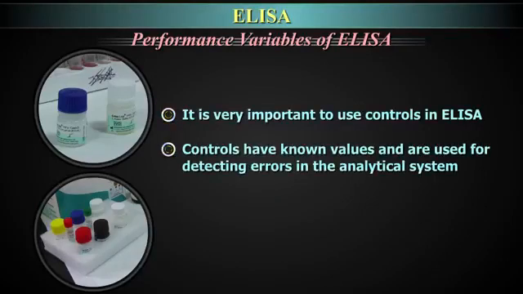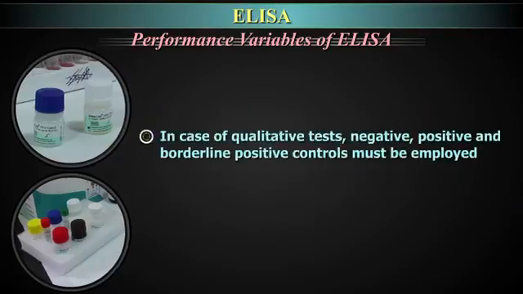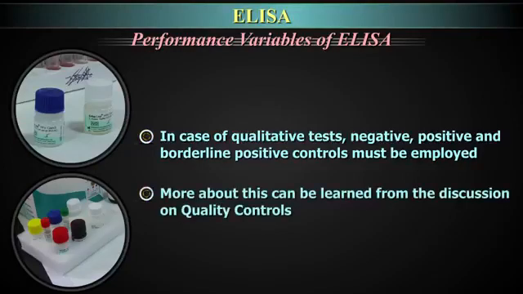Controls have known values and are used for detecting errors in the analytical system. In case of quantitative tests, all clinical decision levels should be checked with controls to detect errors. In case of qualitative tests, negative, positive, and borderline positive controls must be employed. More about this can be learned from the discussion on quality controls.